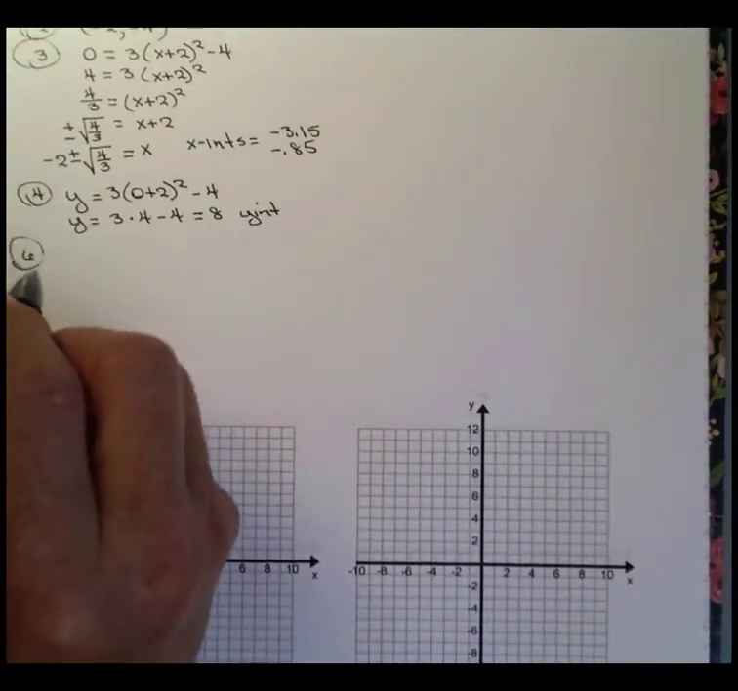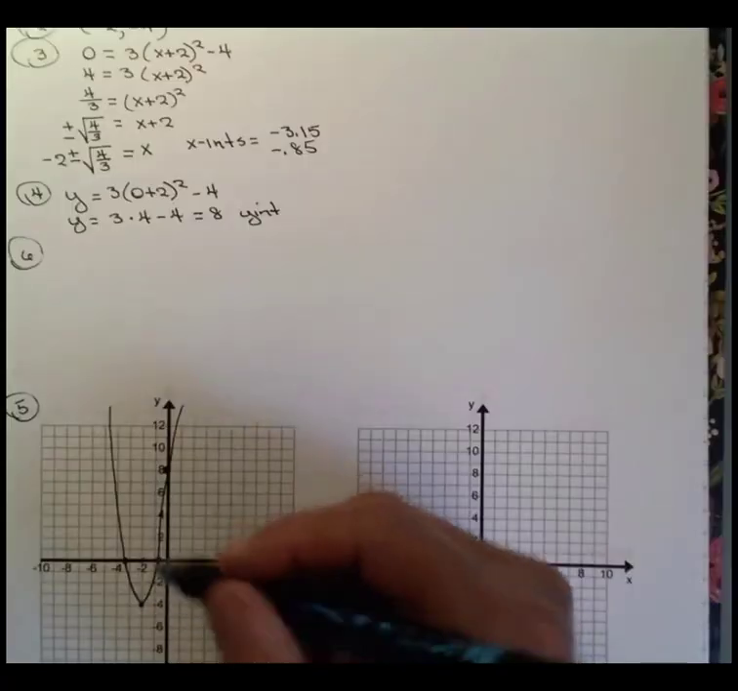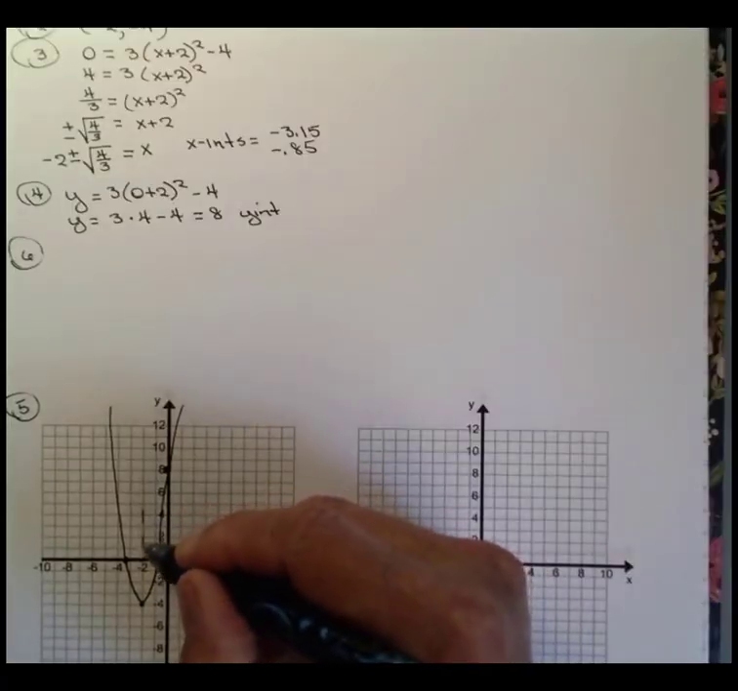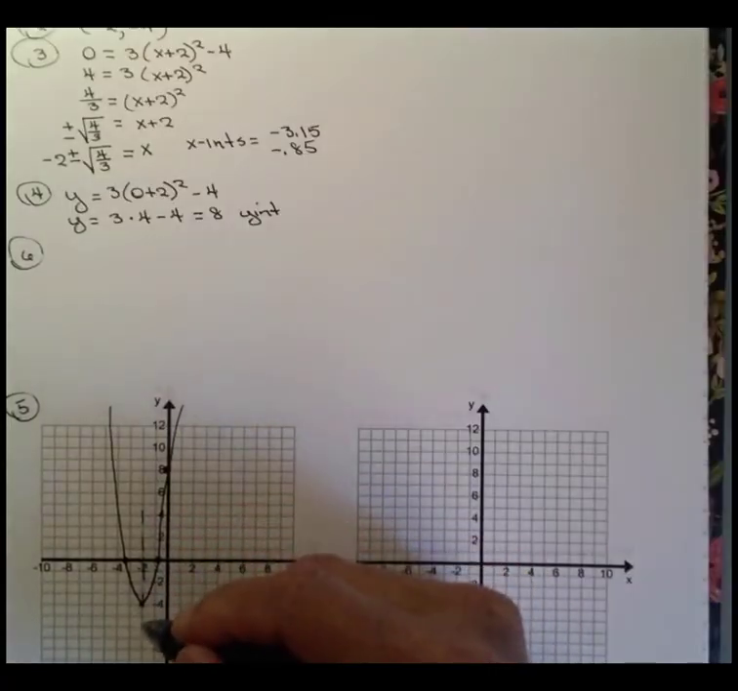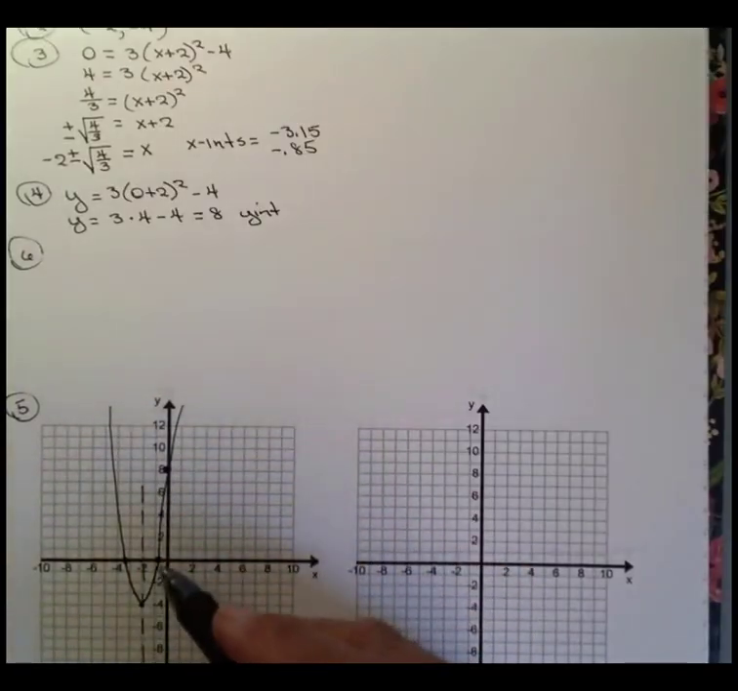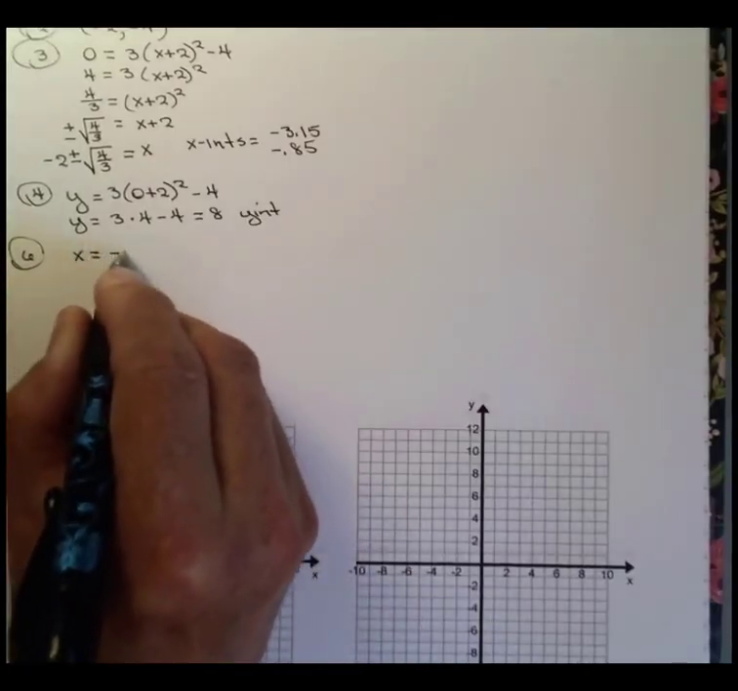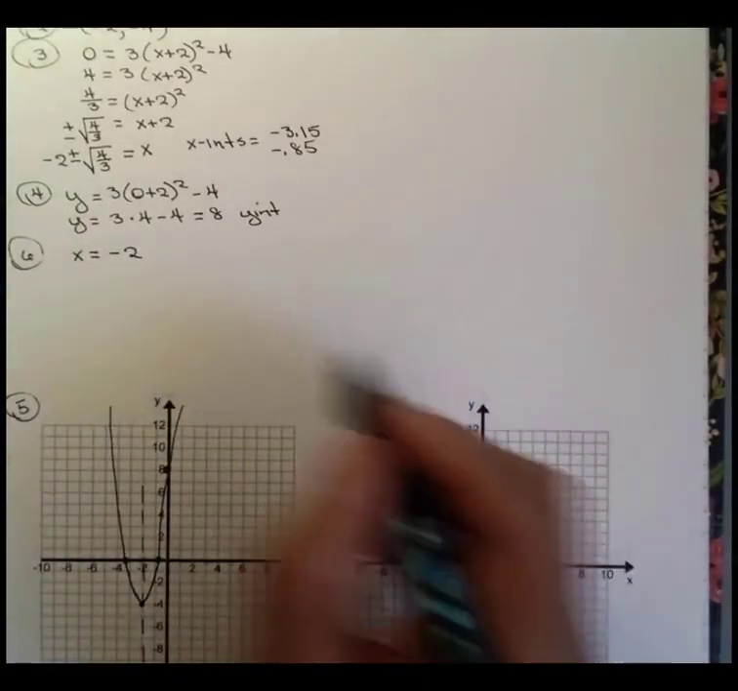For 6, we are supposed to identify the axis of symmetry. Well, now the axis of symmetry is right here. I'm going to just draw it with a dotted line. And that axis of symmetry is where x is equal to a number. This one is where x is equal to -2. And that's going to be my axis of symmetry.